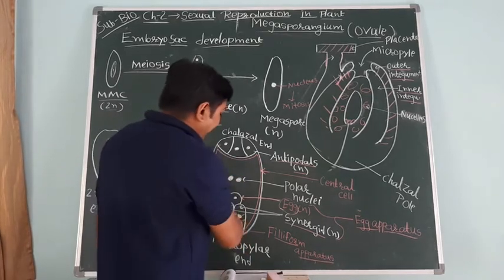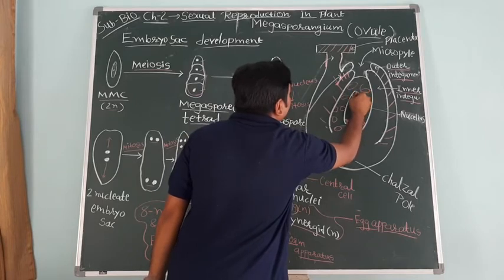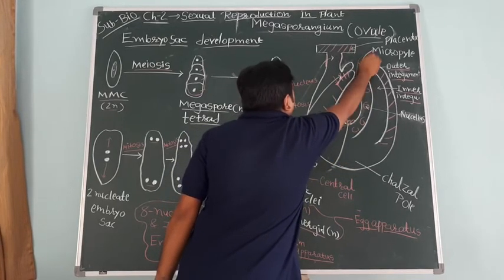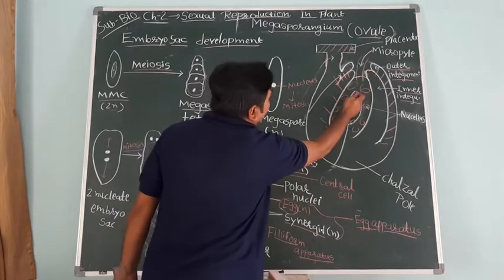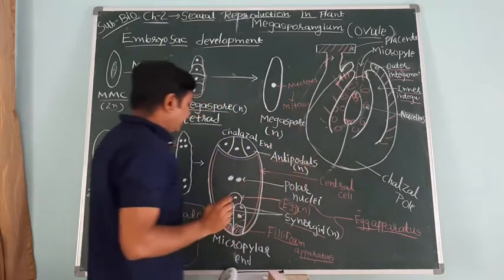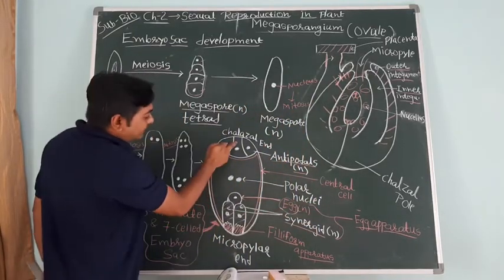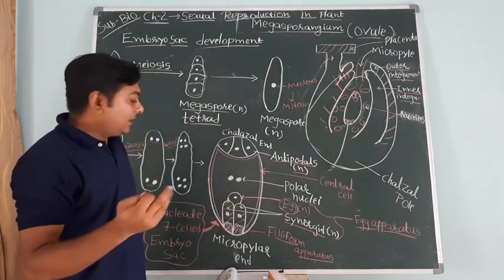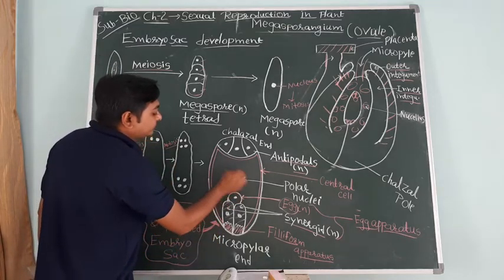So these are the egg apparatus: two synergids and one egg cell. The pollen tube will enter from here into the megasporangium by the guidance of the filiform apparatus. So these three cells form the egg apparatus, three cells here and three cells here. It means 6 nuclei form into cells, but 2 nuclei remain free in the cytoplasm.